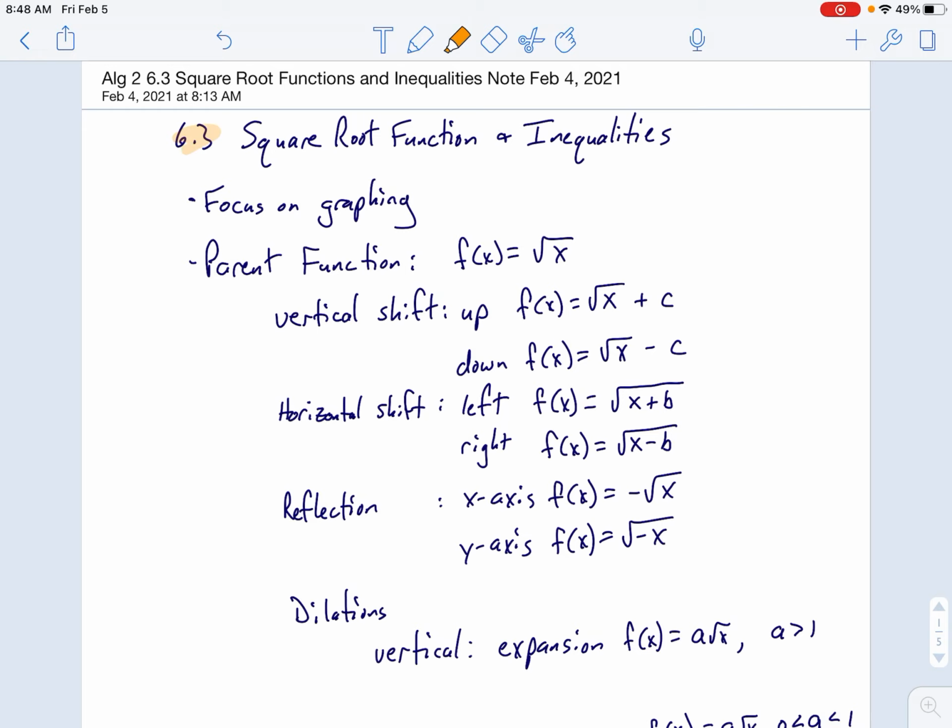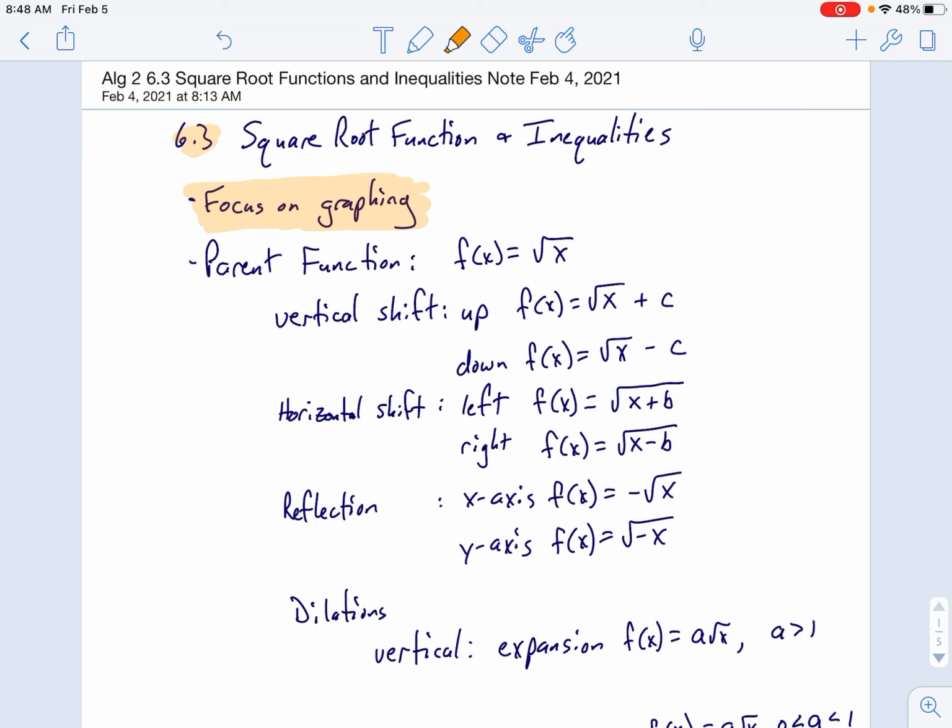Today is 6.3, the square root function and inequalities. The focus of this lesson is on graphing. Now when we do graphing, most of the time we resort to Desmos, or your graphing calculator if you have one. And that will ultimately be the case today.